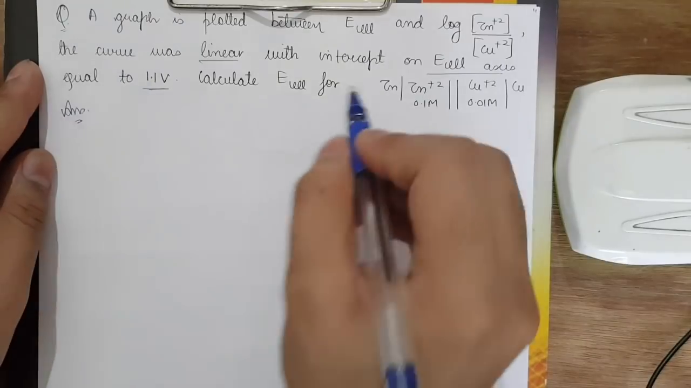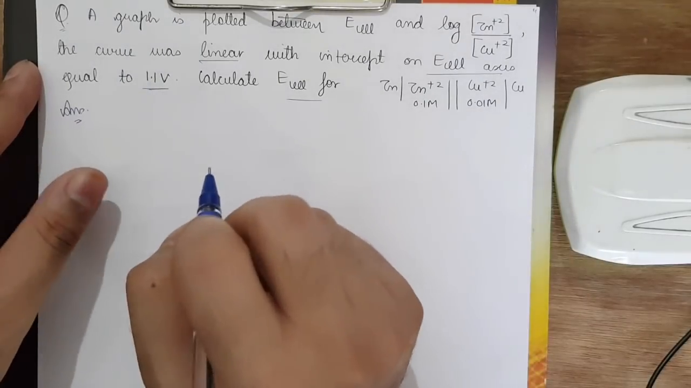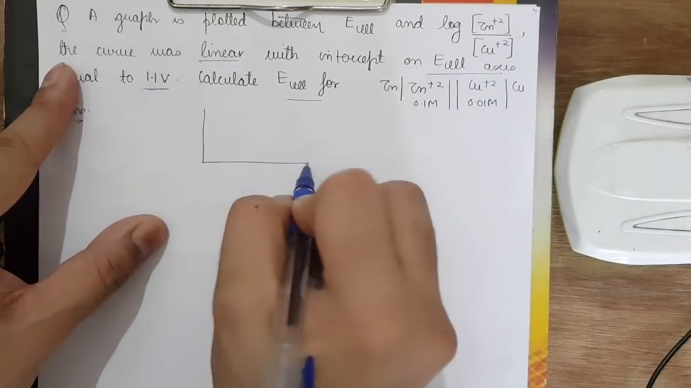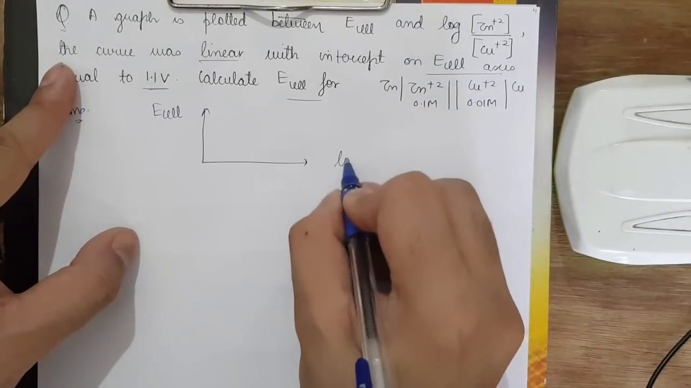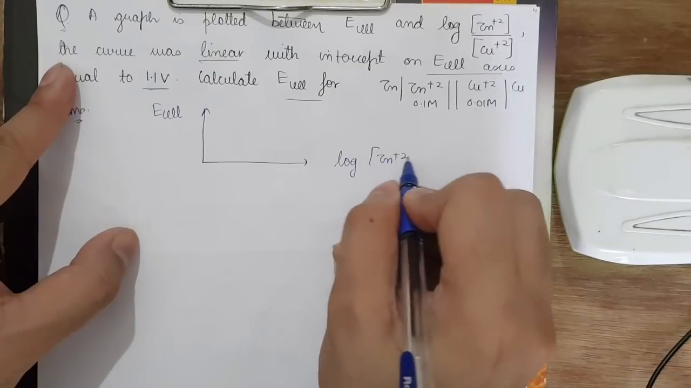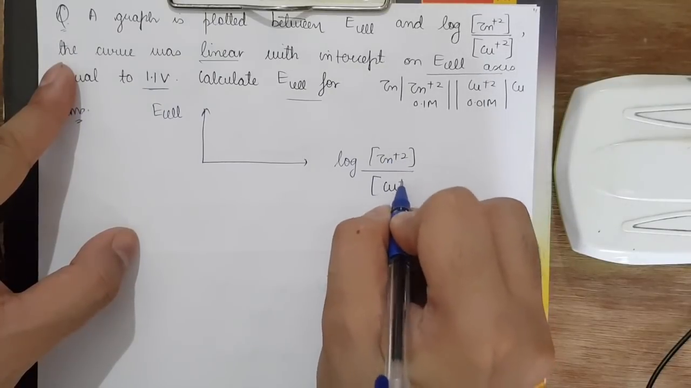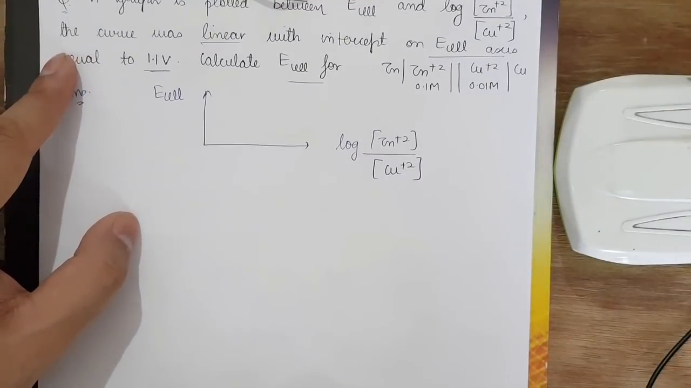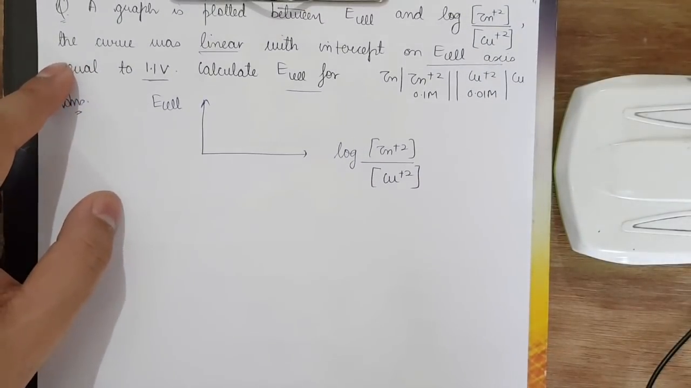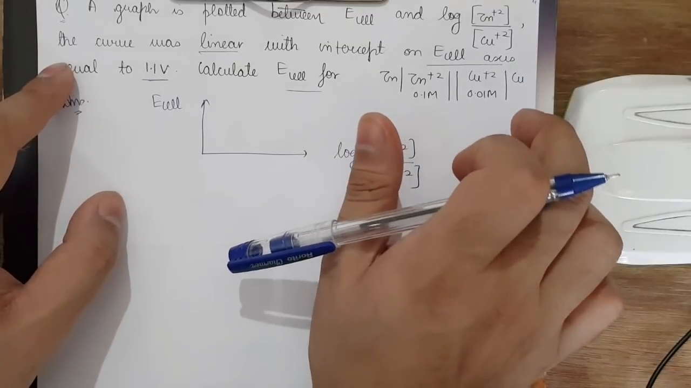You need to calculate the E cell for the given cell. So first of all, what has been mentioned, let us try to see. Graph is plotted between E cell and log of Zn plus 2 whole upon Cu plus 2. So this is the y-axis, this is the x-axis. So what is the relation which you know about these two cells? Let us try to write the cell equation, which I have told you.